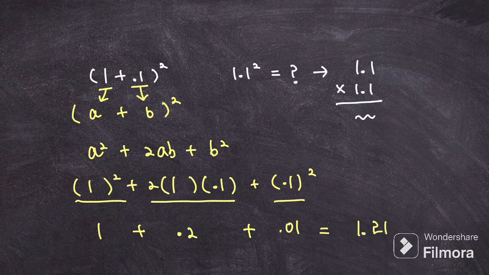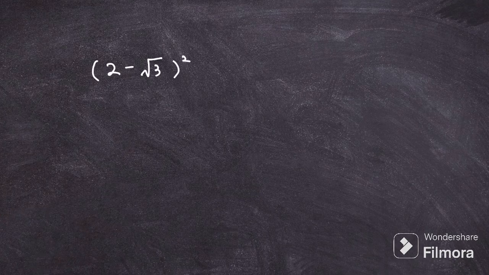Alright, so let me give you another question that's going to be very confusing to you. Now that we know the (a plus b) formula, let's try solving a little bit more challenging question. Say 2 minus square root of 3, squared. Can you solve this? Well, you may pause the video and try it for yourself. Meanwhile, I'm going to show you how I would approach this.